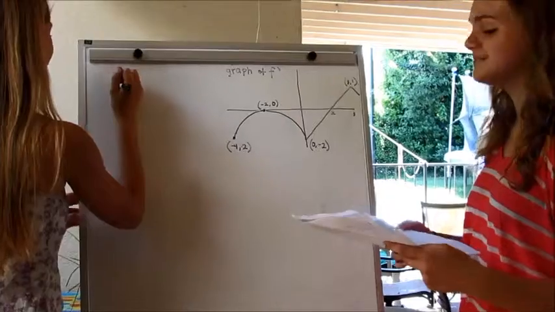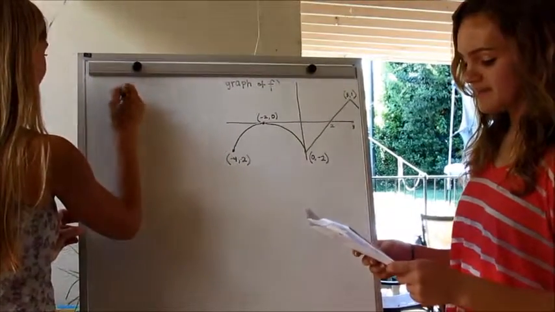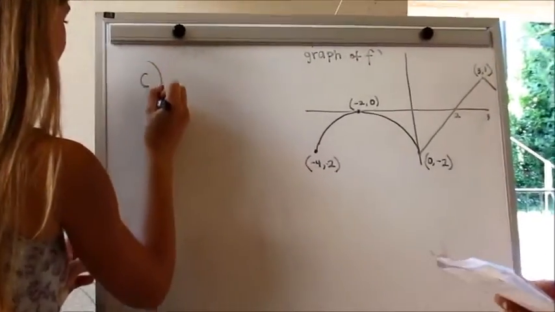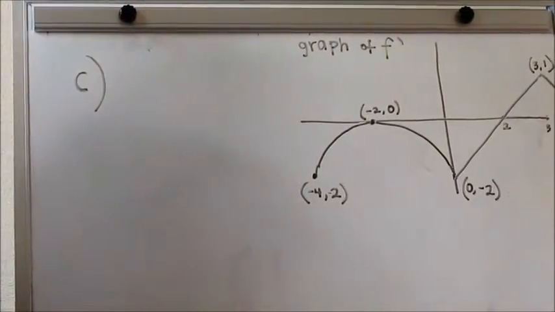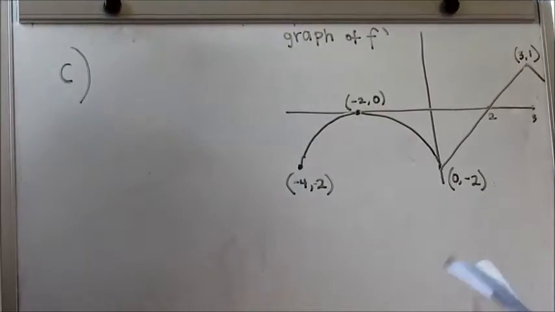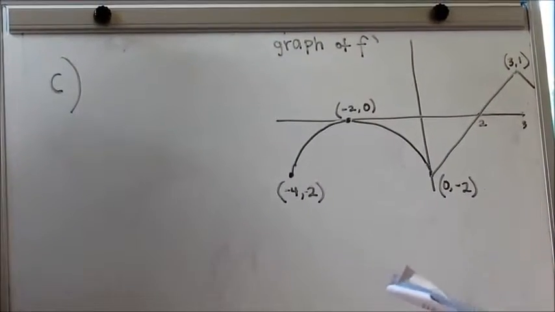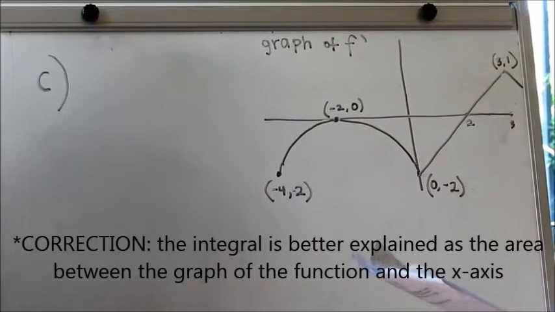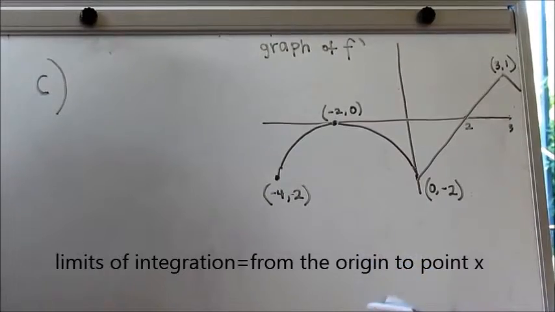This is part C, and the problem reads, find f of -4 and f of 3. Show the work that leads to your answers. So to get the original function from the derivative, you must take the integral, which is the area under the curve. And f of x equals the area under the curve of the derivative from the origin to point x.